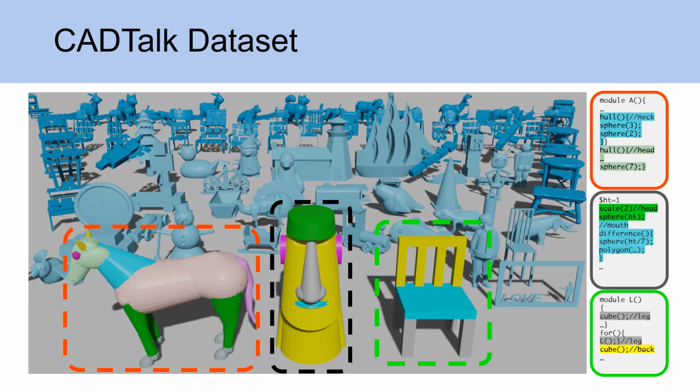A visual example of the dataset is shown here. The 3 front models are colored using program labels from the ground truth. Check out our paper for detailed dataset statistics.